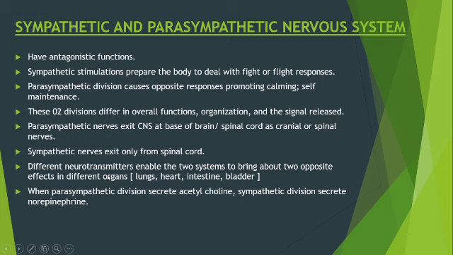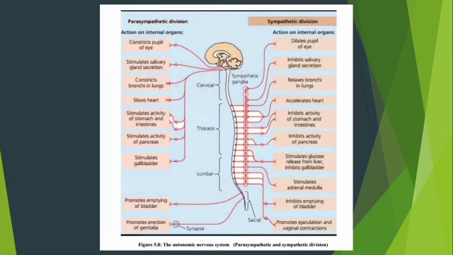Different neurotransmitters enable the two systems to bring about the two opposite effects in different organs, such as lungs, heart, intestine, and the bladder. For example, the neurotransmitter secreted by the parasympathetic division is acetylcholine, while the sympathetic division secretes norepinephrine. So here there is a comparison between the action of the parasympathetic division on internal organs and the action of the sympathetic division on internal organs.